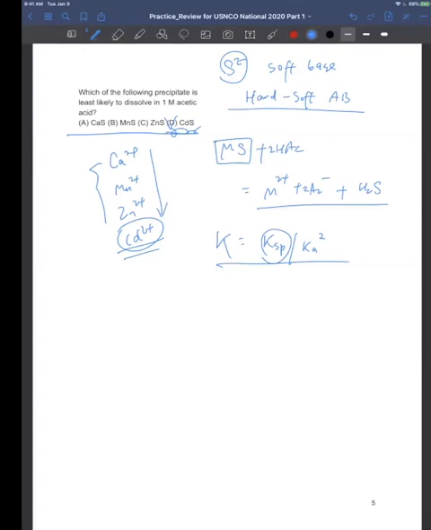Definitely cadmium is softer than calcium 2+. Calcium 2+ is supposed to be the hardest here. So if you need to figure out which is the most likely to dissolve in 1 molar acetic acid, you should choose A. Does this make sense to you? You can check the periodic table to keep the locations of each element in your mind. Wait, so the answer is A or B? The answer here is D. I mean, if we change this into most likely, then the answer is A. Okay, makes sense. Great.